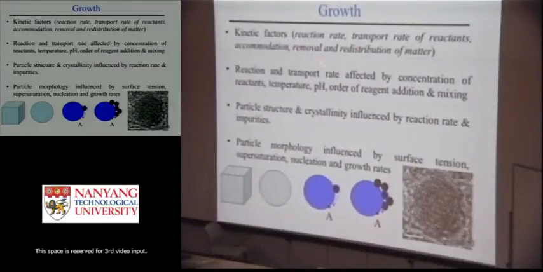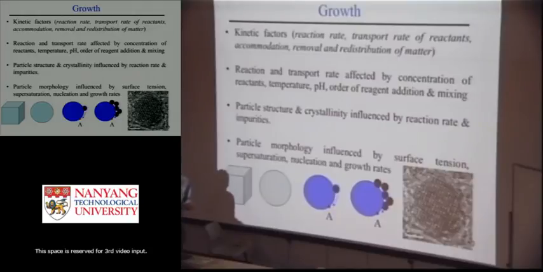And the last one is the removal and redistribution of the material. During this growth process, atoms can be absorbed by the nuclei, and some atoms can also go away from the surface of the nuclei, back to the solution. They come and they go. It depends on which process is dominant, whether it grows into a bigger particle, or it might even disappear.